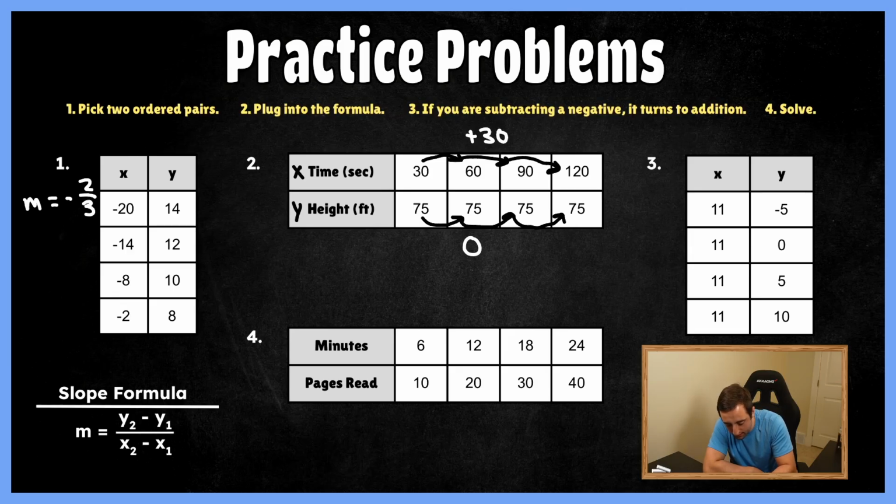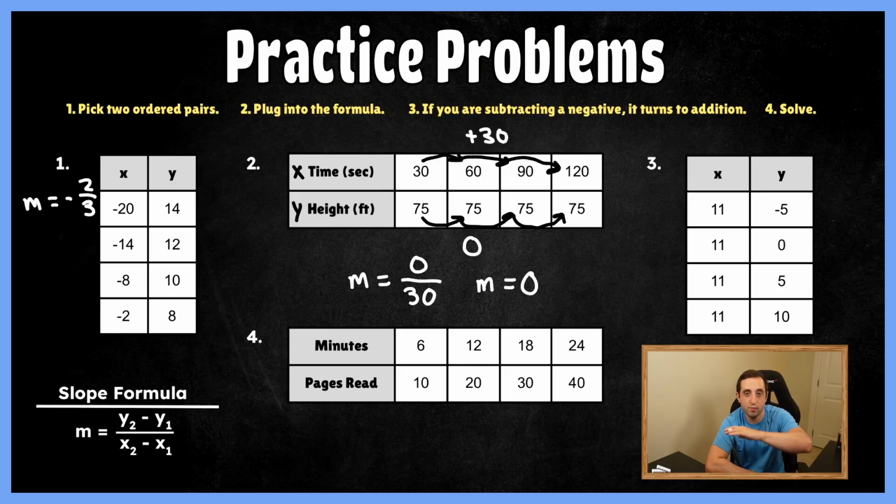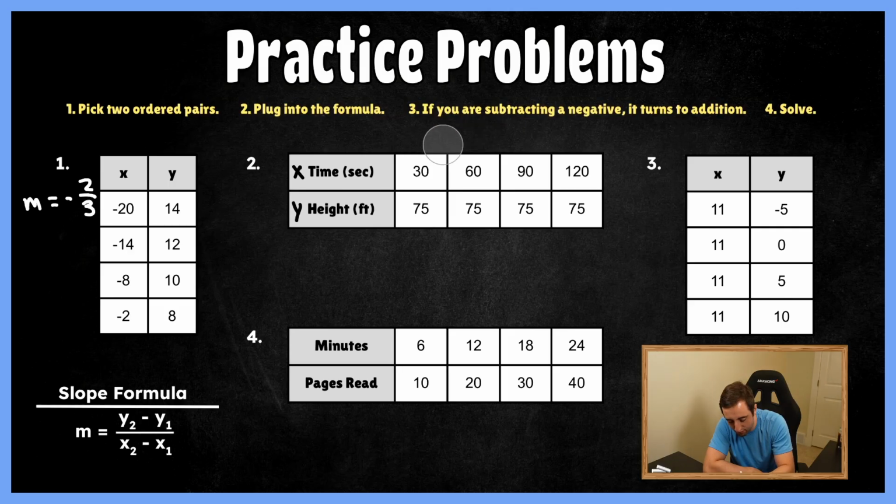Then when we go ahead and write this, that's going to be m equals vertical change up top, 0, all over horizontal change, which is 30. Well, 0 over 30, we're going to get a slope of 0, which means if you were to see this on a graph, it would be completely horizontal with no steepness at all. So m equals 0 is the correct final answer for number 2. So we have m equals 0.